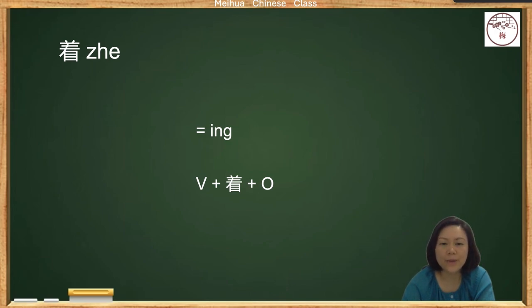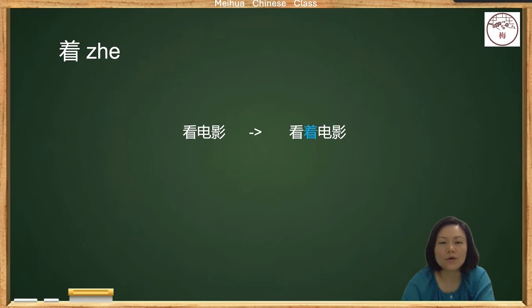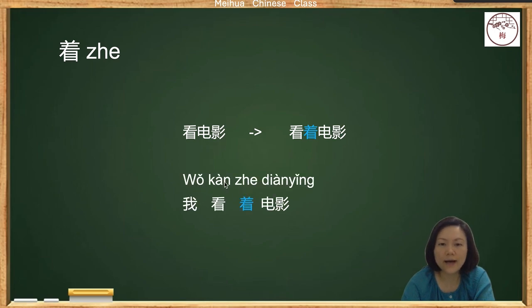着, the pattern is verb plus 着 plus the object. For example, 看电影, watch movie. So if I want to say I am watching a movie, I should add the character 着 after the verb and before the object. 看着电影。我看着电影。This is about the progressive aspect, so I should use I am watching a movie. Just remember, we should add the character 着 after the verb before the object. 看电影，看着电影。I am watching a movie.